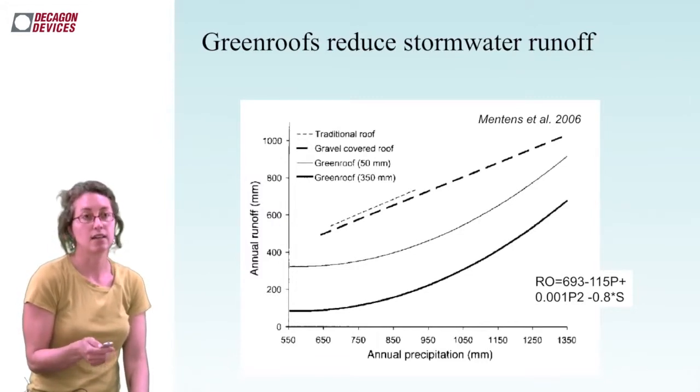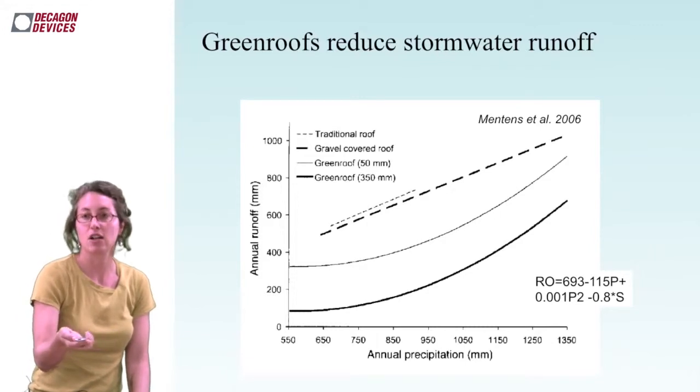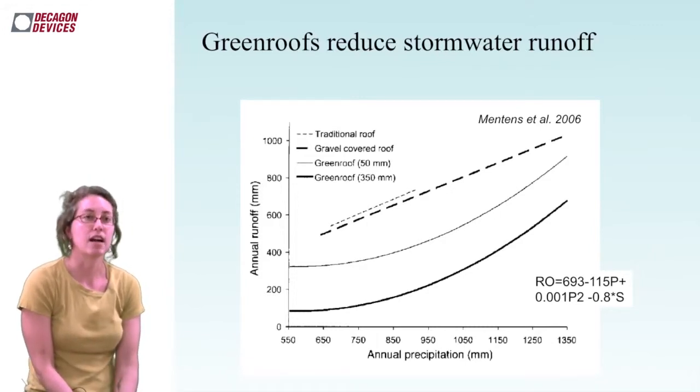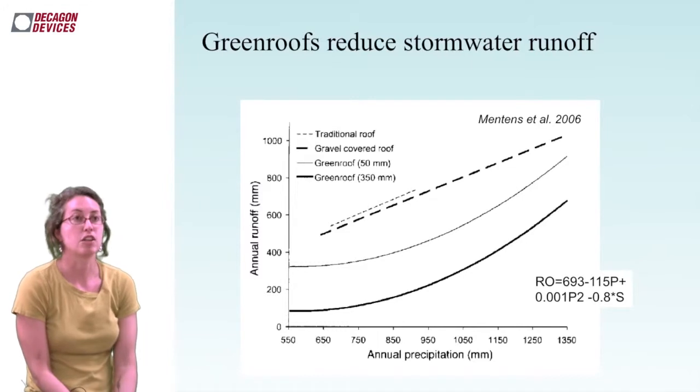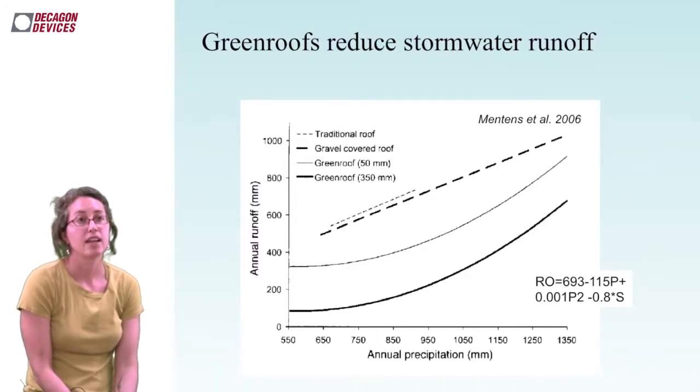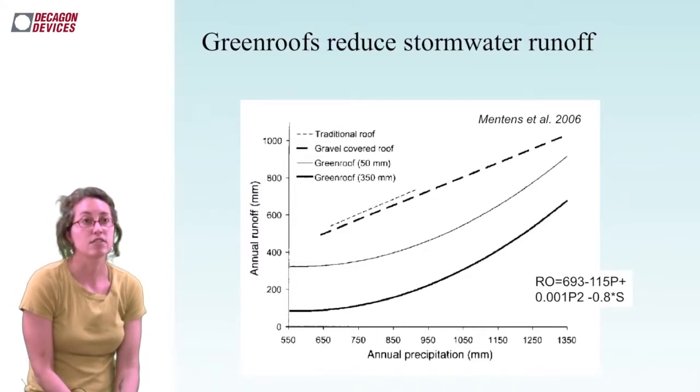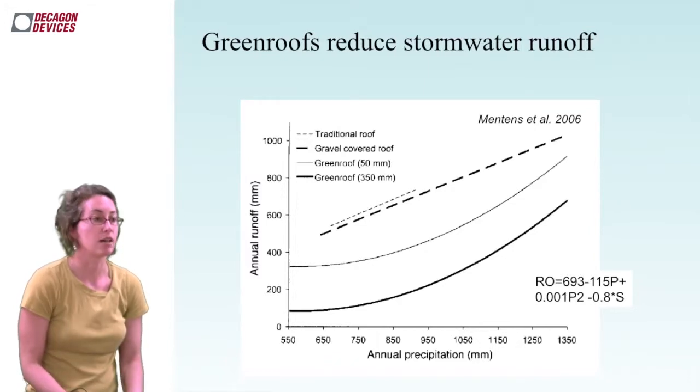You can see the dotted line showing the runoff that you would expect from a traditional roof. And you can see that even just covering the roof with gravel will improve your ability to hold precipitation. But a 50 millimeter green roof or even a 350 millimeter green roof is going to reduce runoff a lot more.